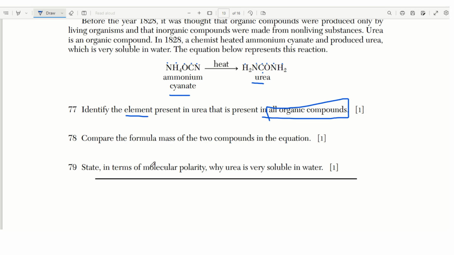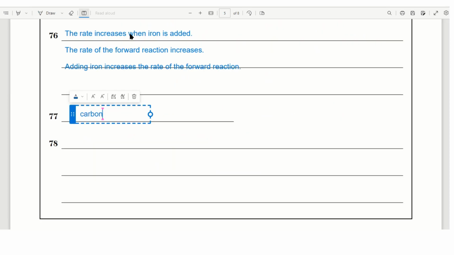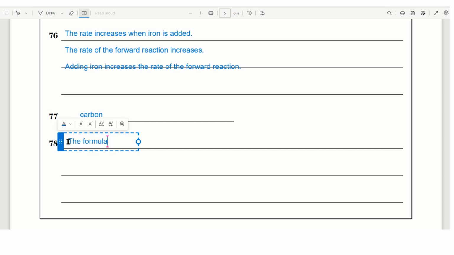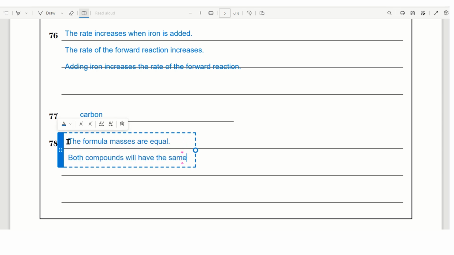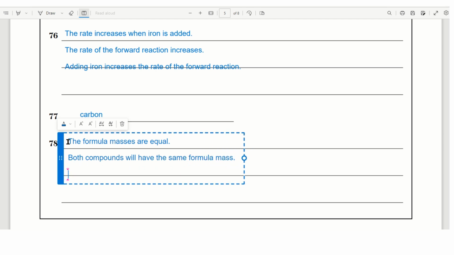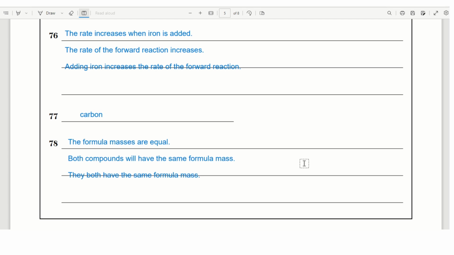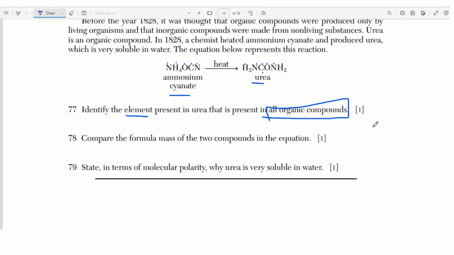So if they have the same number and type of elements, the formula mass is going to be equal. So the formula masses are equal. All right. Both compounds will have the same formula mass. They both have the same formula mass. Slightly worded differently, but again, pick one way to write your answer.